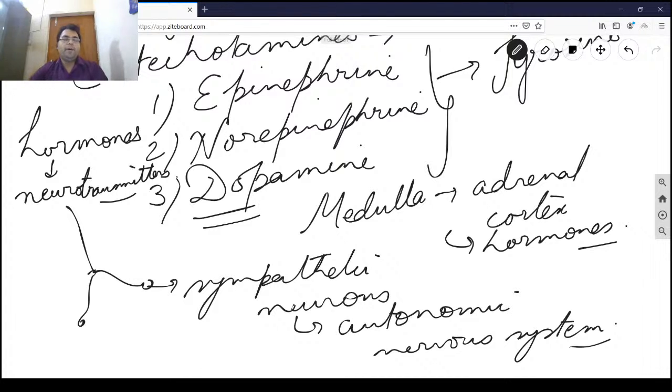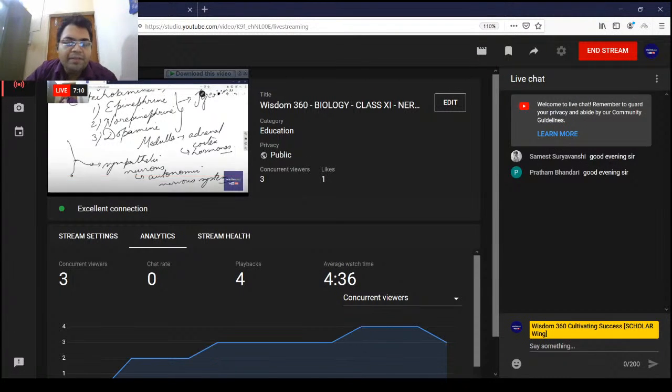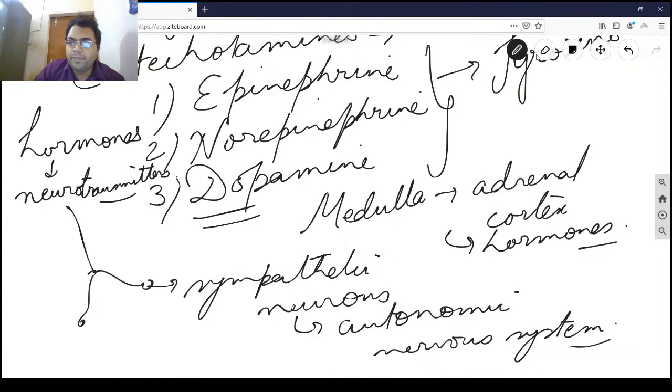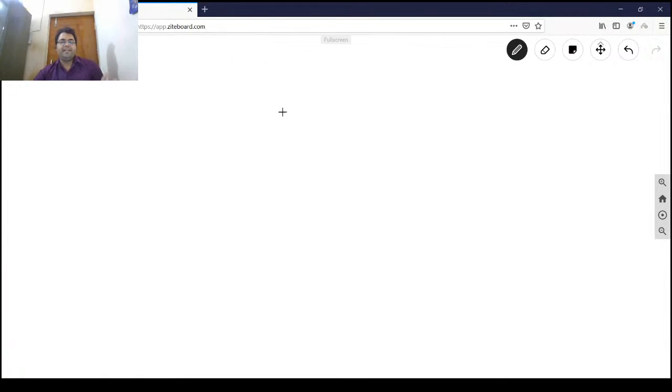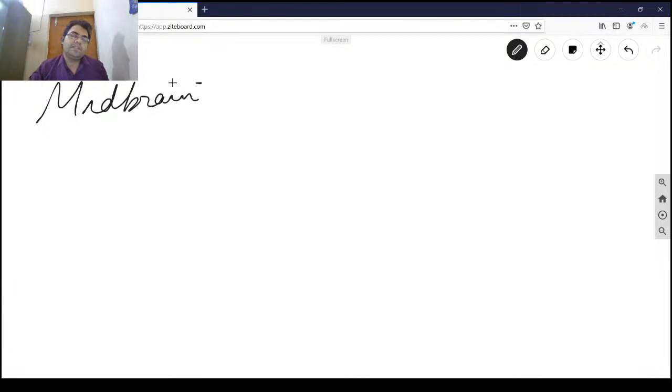Now coming to the dopamine hormone, right? So dopamine, we are all aware of dopamine. You might have heard of dopamine, right? So it is produced in the midbrain region. The midbrain has one of the biggest nuclei, meaning a cluster of cell bodies, which is known as the substantia nigra.